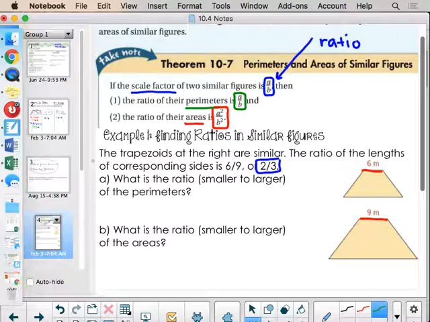Well, what did I just say about the scale factor and the ratio of the perimeters? Wake up with me. What is true about the scale factor, Yana? They're corresponding. So what is true about the scale factor as well as the ratio of the perimeters?